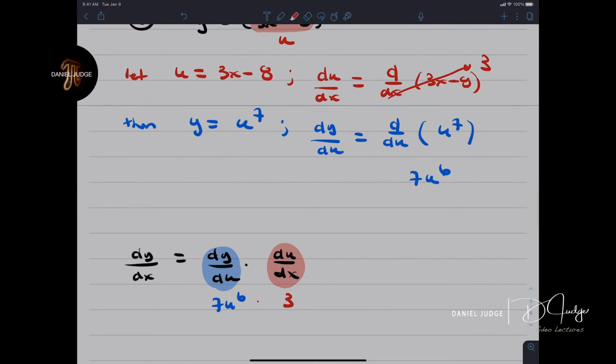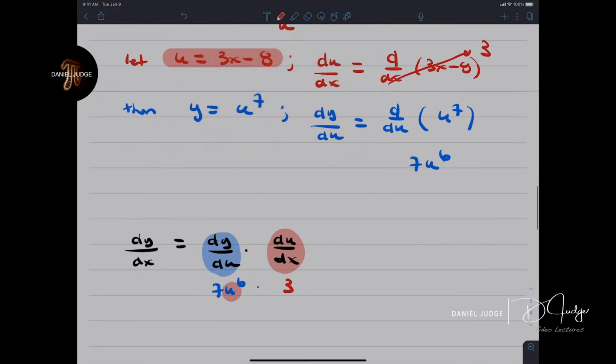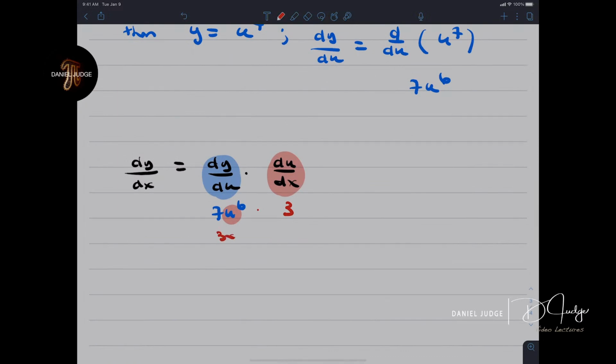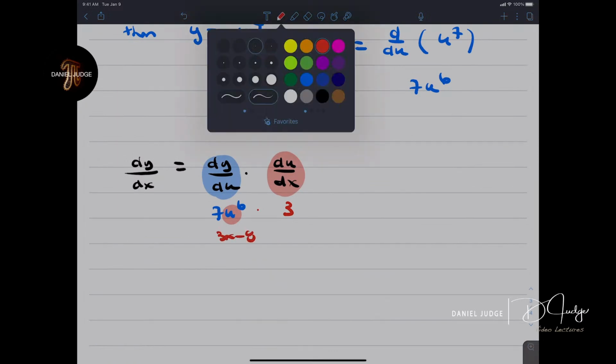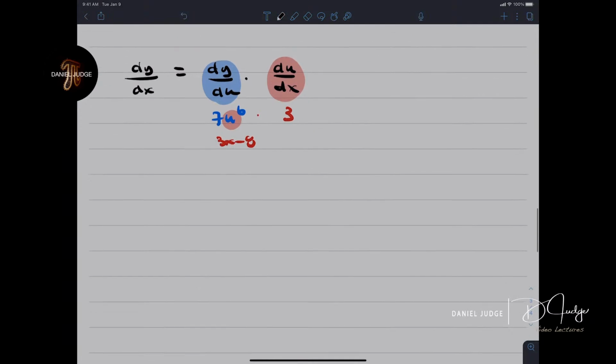Don't forget, u is 3x minus 8. So wherever there's a u, we replace this with 3x minus 8. So dy dx, 7, 3x minus 8 to the 6th power times that 3.